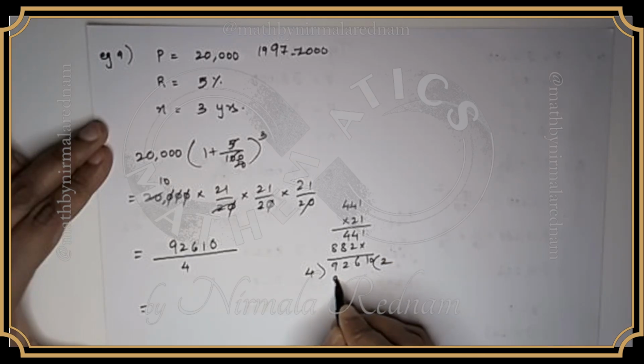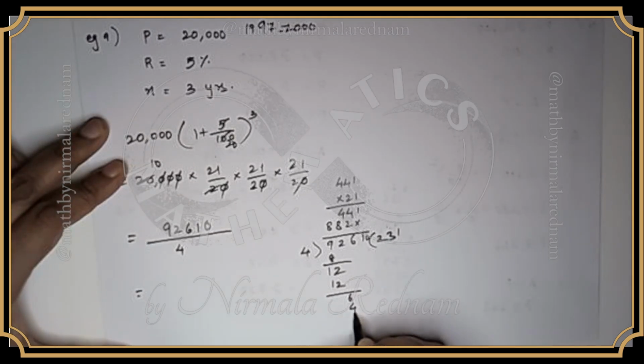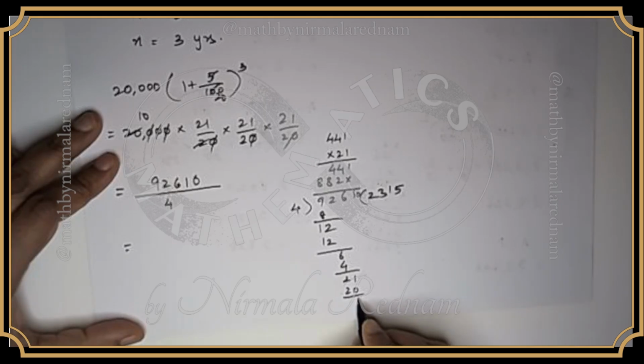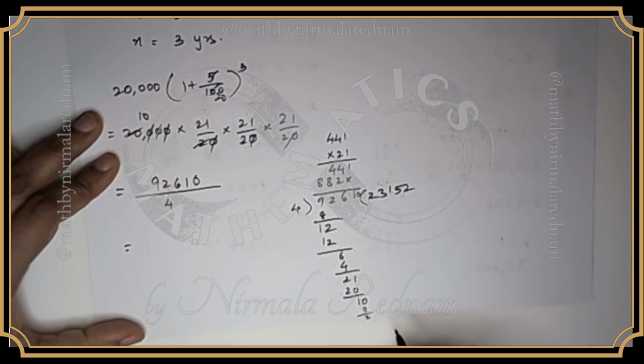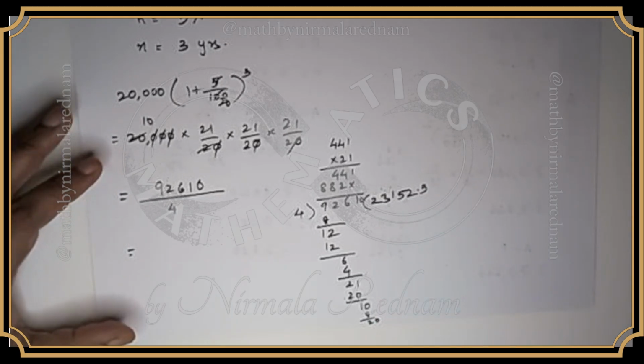4 2s 8, 4 3s 12, 4 1s 4, 4 5s 20, and I have a 0 here. 4 2s 8, and I have a 2 here. So I am going to put a point. I'll get 20, and 4 5s 20. With that, I can stop my calculation.